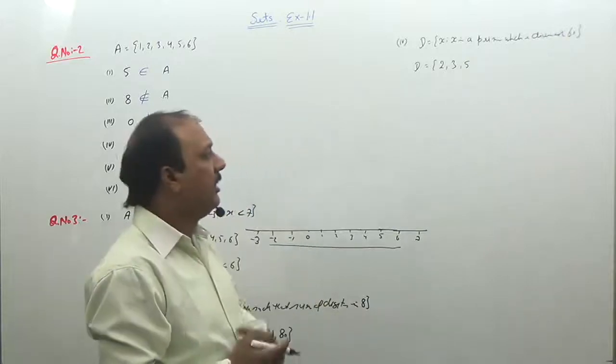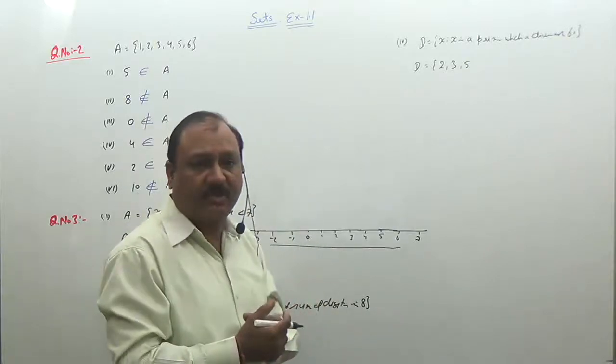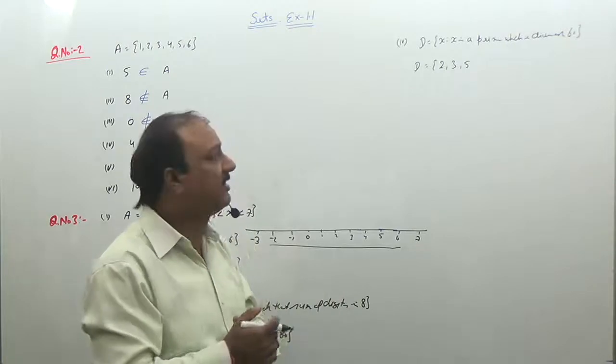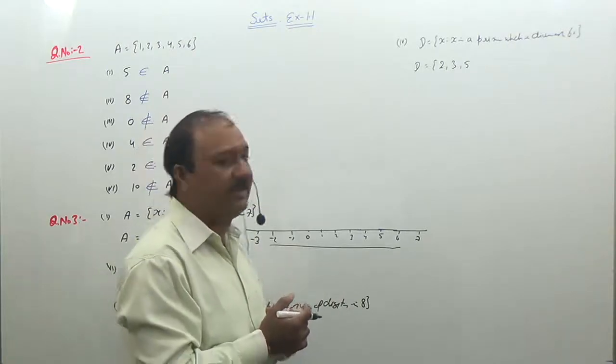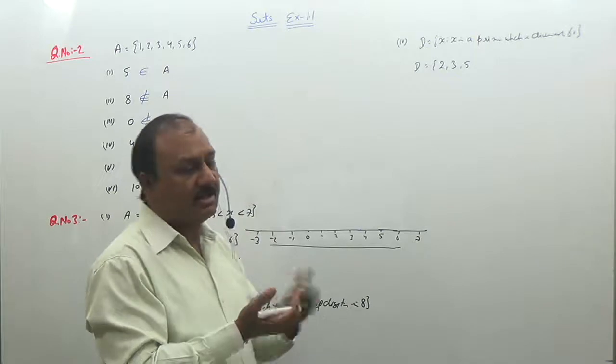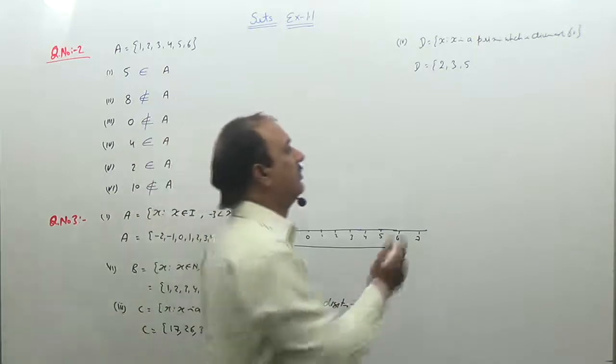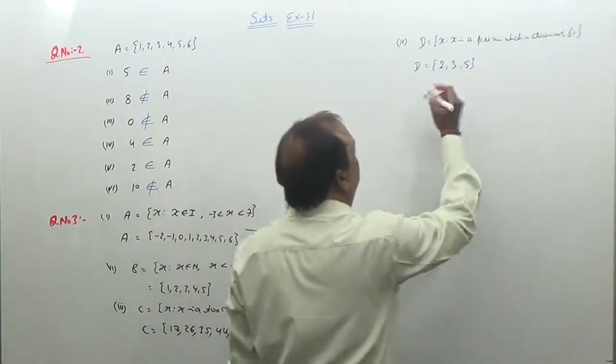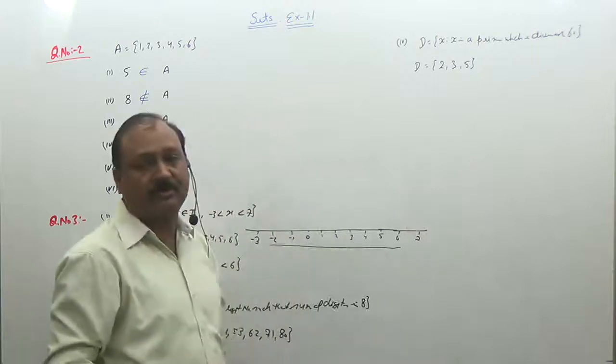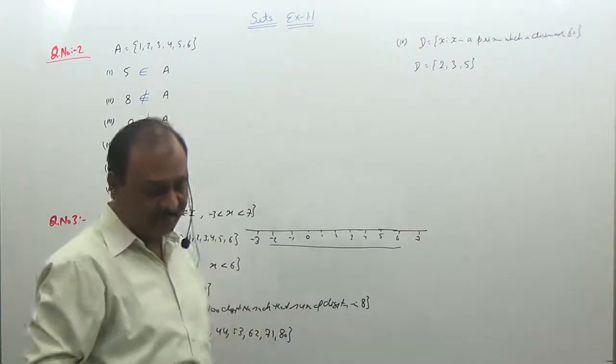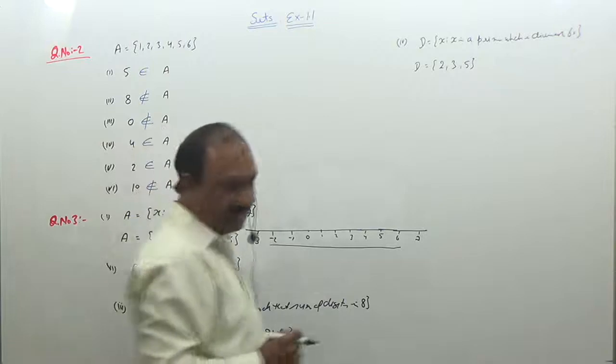If you take 7, then 60 is not divisible by 7. Next prime number is 11. 11 cannot divide 60. So there are only 3 elements in this set. So this is the roster form of the set D. Next is the fifth part.